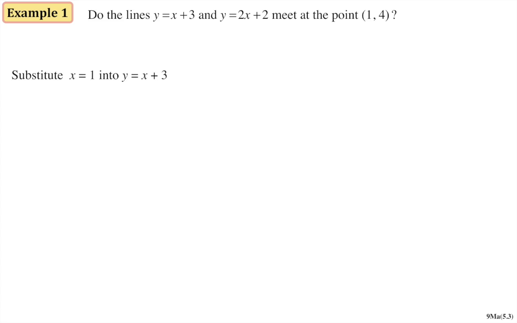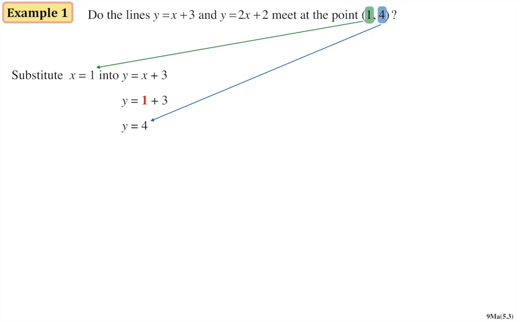Let's have a look at this question. Now, let's substitute x equals 1 into this line. Now, where did I get x equals 1? I chose it because that's the x value of the point where they meet. So if I plug x equals 1 into y equals x plus 3, I get y equals 1 plus 3, which is 4. Hey, that's great because I wanted the answer to be 4 if I used x equals 1. That means 1, 4 is a point on this line.